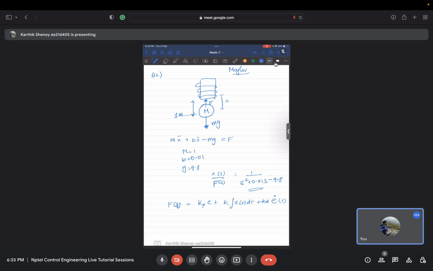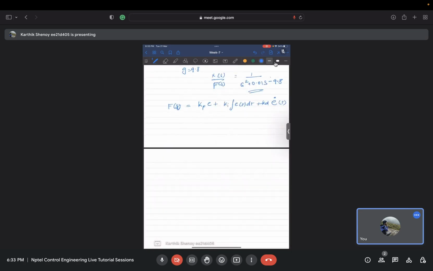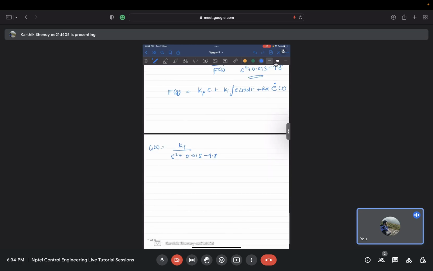Okay, so now let's see how, let's take a proportional controller. What will my proportional controller do? So I have Kp by s square plus 0.01 s minus 9.8. Now what is it going to do?